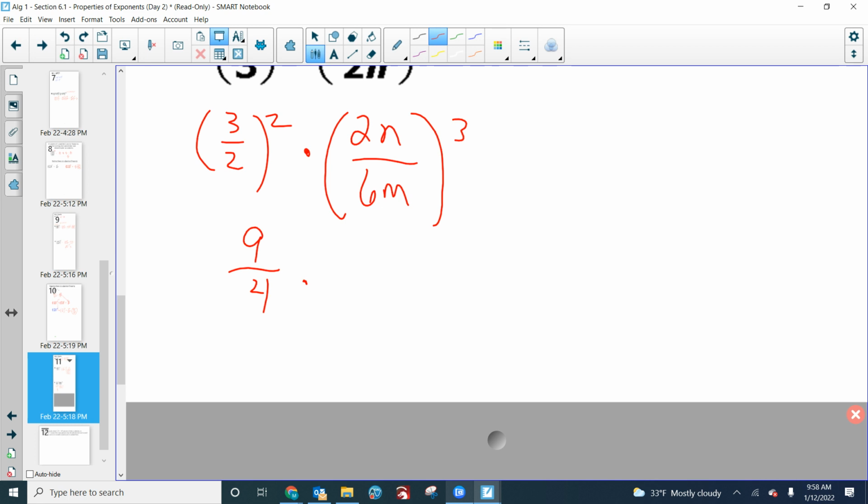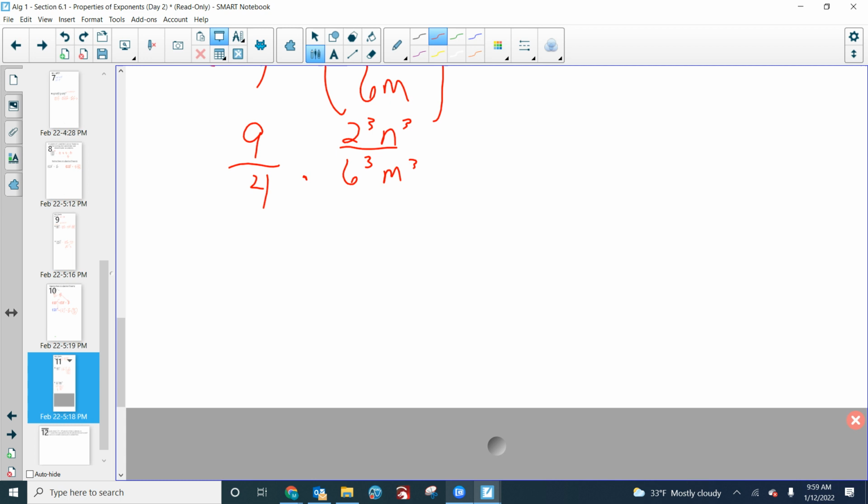Okay? And this is kind of like this, right? There's a little more involved over here. Right on the top. And then we got 6 to the third over m to the third. So I'll stretch this down here. The first one was easy. 9 over 4. Okay, what's 2 cubed, guys? It's 8. And then n to the third doesn't change. What's 6 cubed? How much? 216 m cubed.